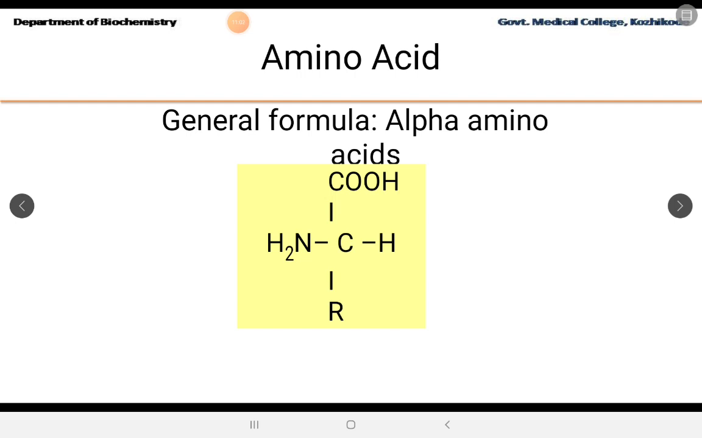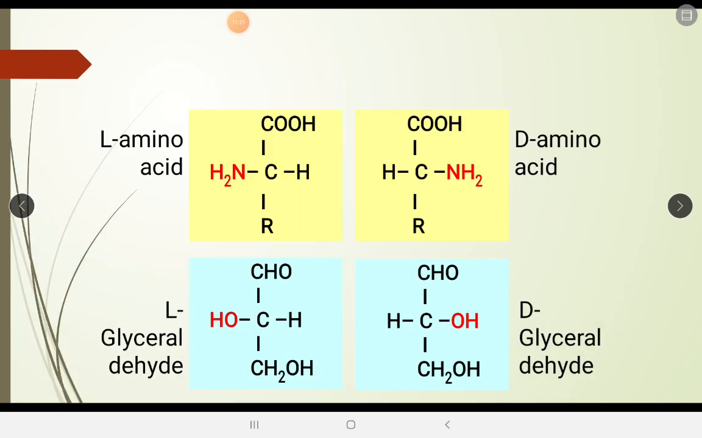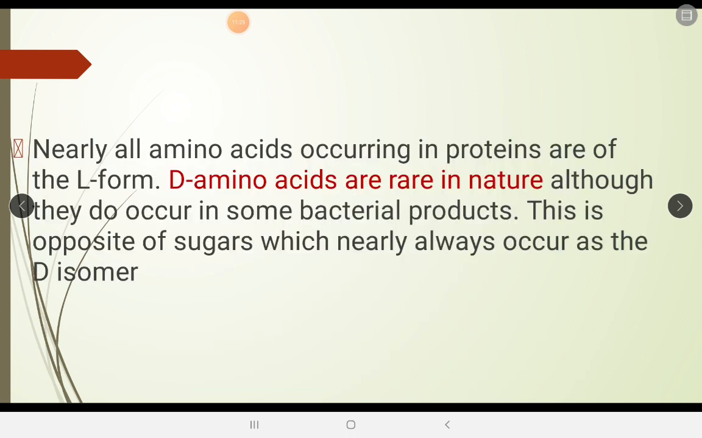Structure: alpha carbon atom, carboxyl group, amino group. Amino acids exhibit optical isomerism because the alpha carbon is asymmetric. Asymmetric means the carbon atom is attached to 4 different groups, except in glycine. There are two forms, D amino acids and L amino acids. In nature, all amino acids occurring in proteins are of the L form. This is the opposite of sugars, which nearly always occur as the D isomer. Okay, thank you.